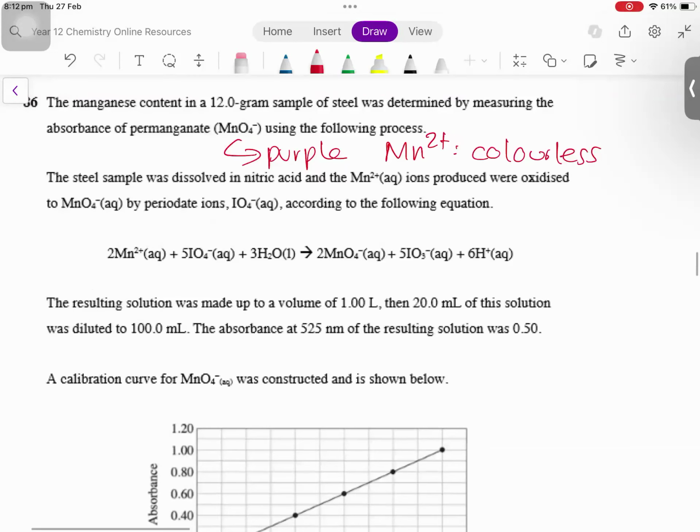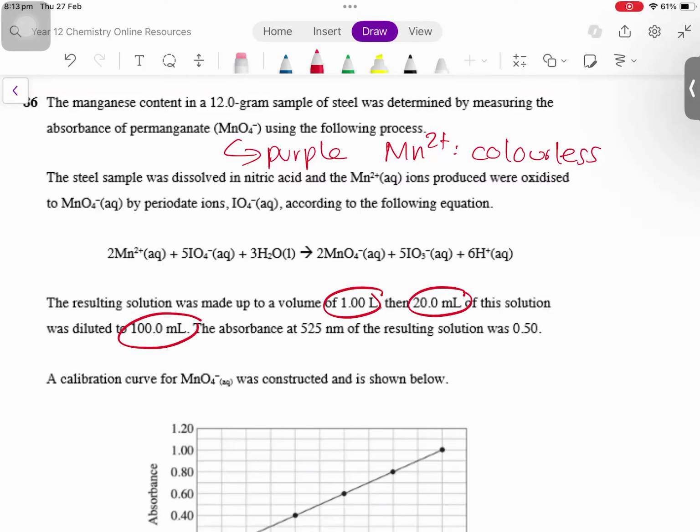The steel sample was dissolved in nitric acid and the Mn2+ produced was oxidized to MnO4- by periodate ions, IO4-, according to the following equation. They've given you the equation. The resulting solution was made up to a volume of 1 liter, then 20 mL of this solution was diluted to 100 mL. You've been scarred from your previous questions to be wary of any volume changes. Normally they dilute it, but then when they ask you the question, they want the amount back in the original sample.